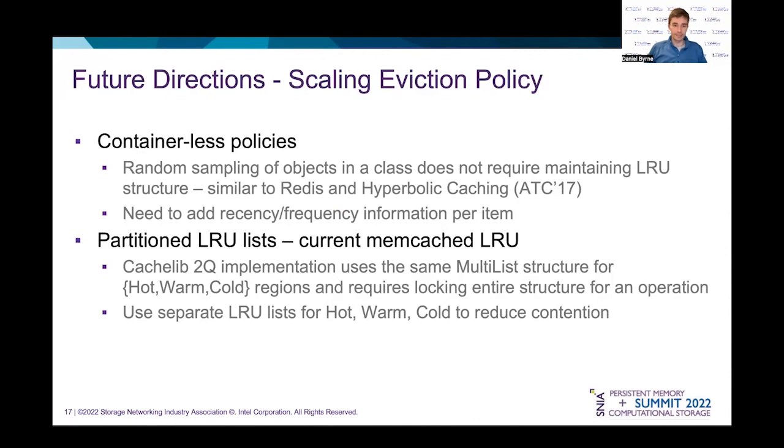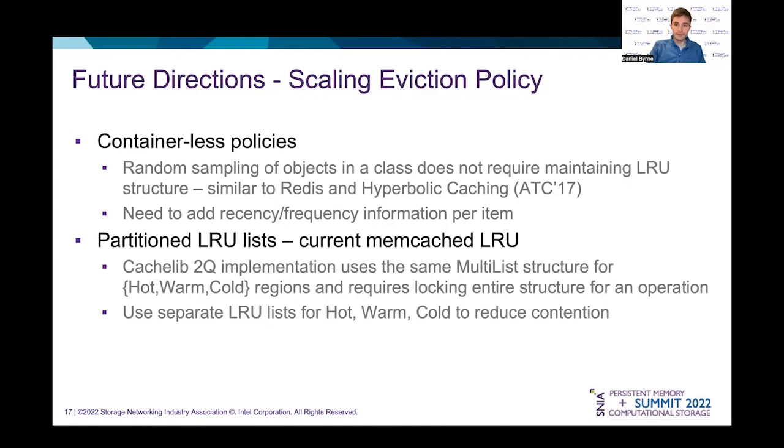We're thinking about partitioning the LRU lists. So this is kind of like what the current Memcached LRU design is like. The 2Q implementation has hot, warm, and cold regions that are all under the same multi-list data structure. And if we were to partition those hot, warm, and cold regions out into independent structures, you can lock the hot region while you're doing a lookup, and then the evictions can lock the cold region, and so you can reduce your contention there.